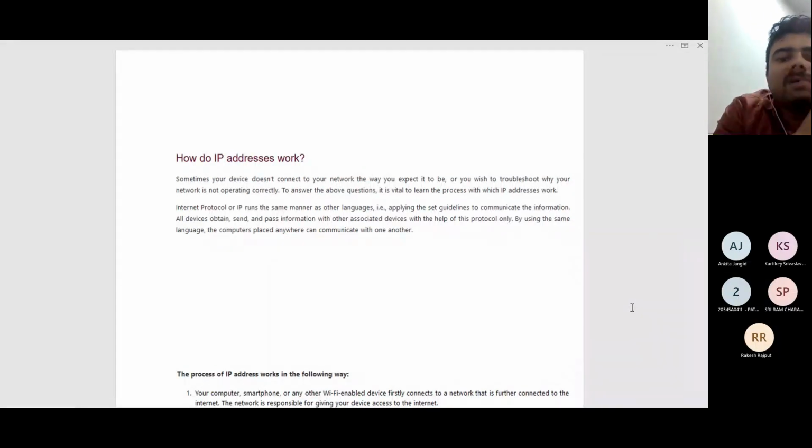Internet Protocol, or IP, works in the same manner as any other language, applying a set of guidelines to communicate information. All devices send and pass information to other associated devices with the help of protocol only. By using the same language, computers placed anywhere can communicate with one another. So this is the main advantage of IP addresses communicating over the internet.